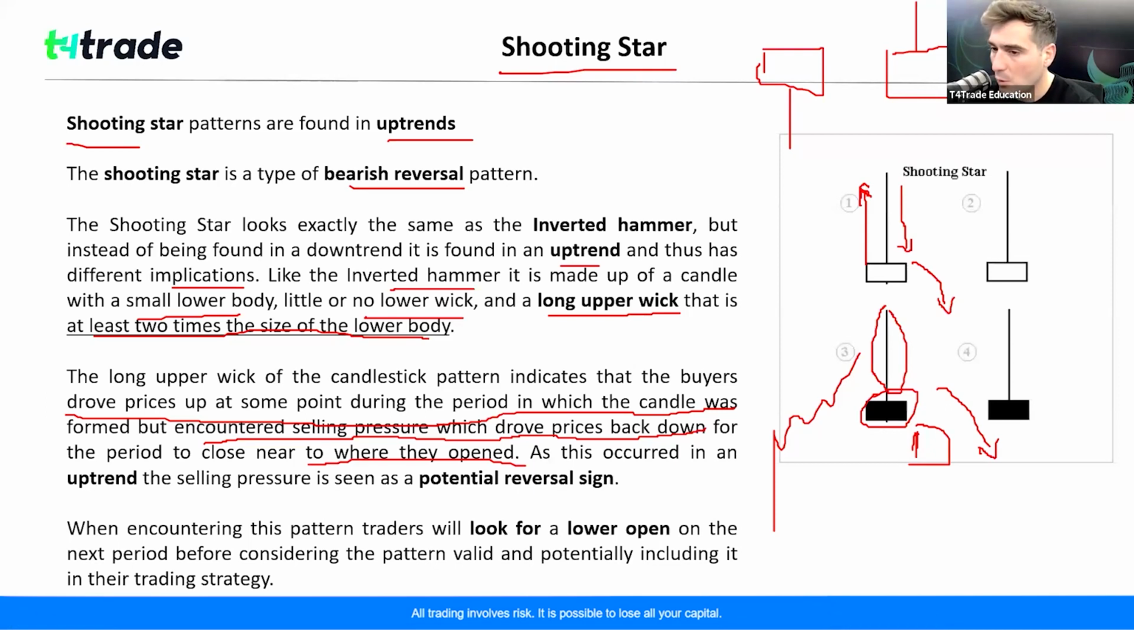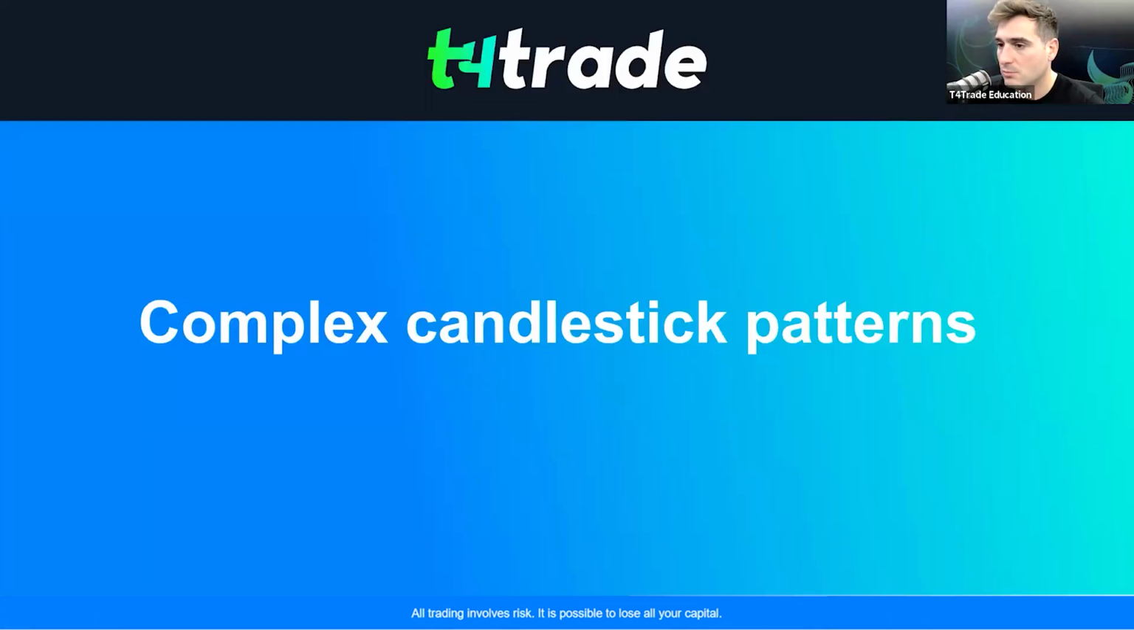So when encountering this, remember, before we go on, as this occurred in an uptrend, hence this example, the selling pressure is seen as a potential. I have to underscore the potential, and then I'm going to move on. Potential for a reversal signal is not written in stone. Digest this, please. So when encountering this pattern, traders will look for a lower open in the next period before considering the pattern valid and potentially including it in their own strategy. Pretty much covered this.